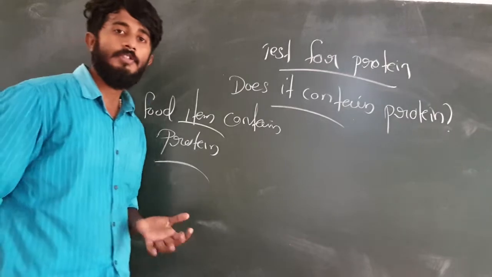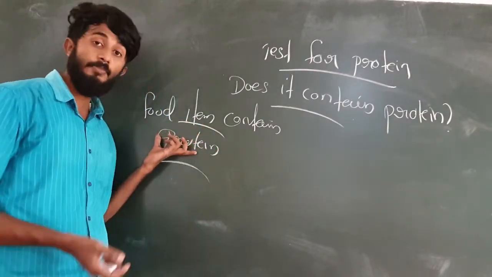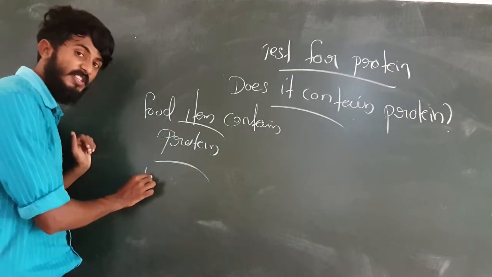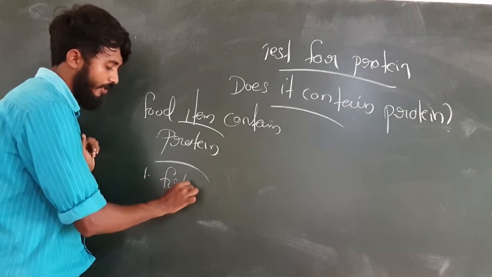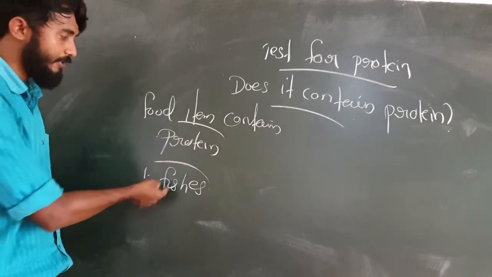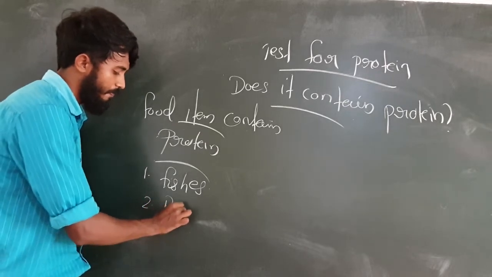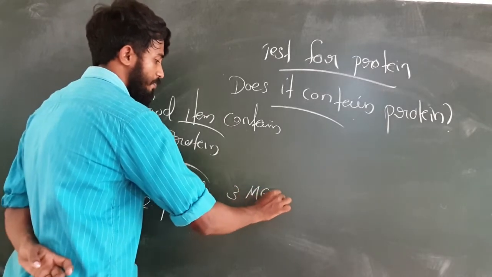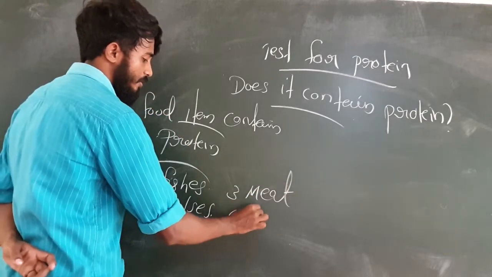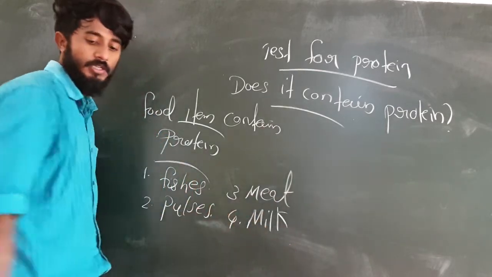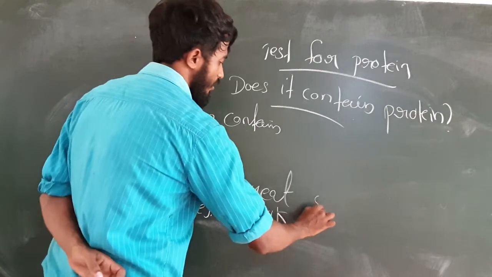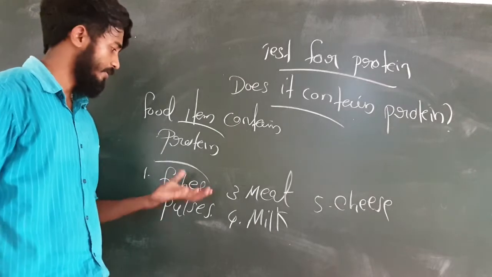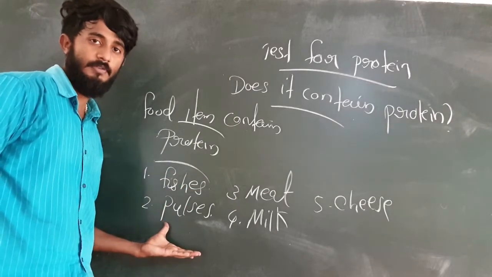Before that, can you tell me some of the food items that contain protein? One of the food items we already discussed. What is that? Anybody can say? Definitely that is fishes. That means fishes contain proteins. Like that, pulses contain proteins, and meat contains proteins, and milk contains protein, and similarly cheese also contains proteins. Clear? These are the food items that contain proteins.